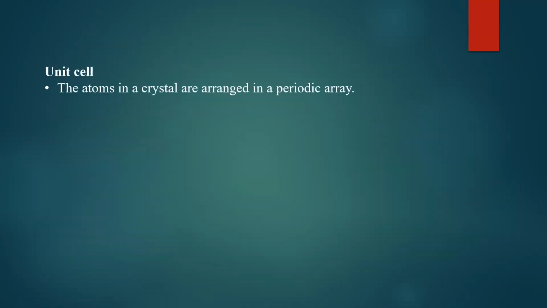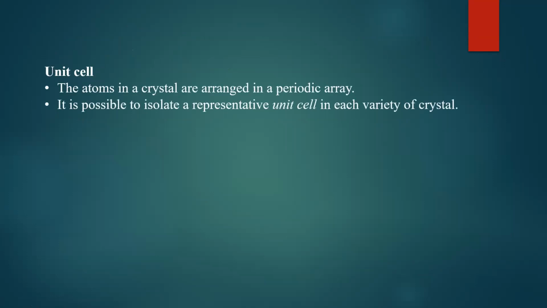Then what is unit cell? We'll complete it today. In a crystal, the atoms are arranged in a periodic array. So periodically the atoms are arranged. It is possible to isolate the representative unit cell in each variety of crystal. You can find out what is the basic building block in a crystal. For example, in NaCl, cube is the basic building block. A repetition of cube you can find. So unit cell is a three-dimensional structure, that is the fundamental building block.